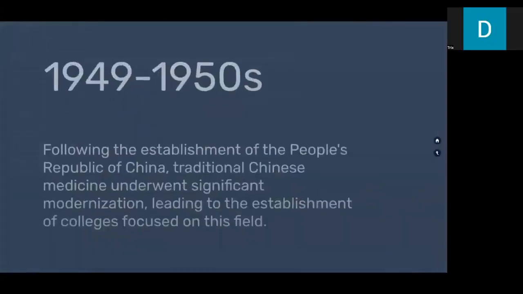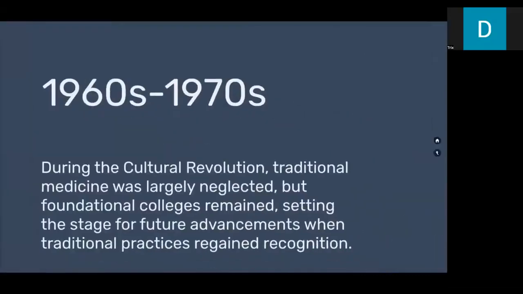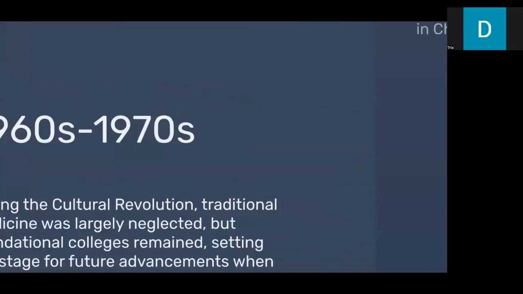In the 1949 to 1950s, following the establishment of the People's Republic of China, traditional Chinese medicine underwent significant modernization, leading to the establishment of colleges focused on this field. 1960s to 70s. During the Cultural Revolution, traditional medicine was largely neglected, but foundational colleges remained, setting the stage for future advancements when traditional practices regained recognition.